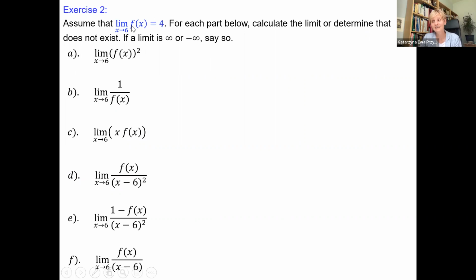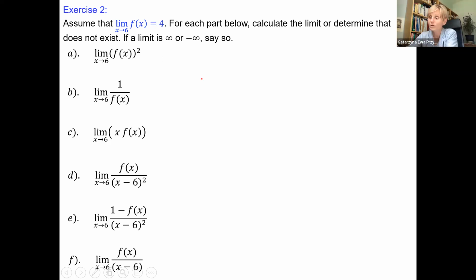Assume that the limit as x approaches 6 of the function f of x is 4. For each part below, calculate the limit or determine that the limit does not exist. If a limit is infinity or negative infinity, let's say so. Okay. That definitely at 6, the limit exists as a finite number, 4.